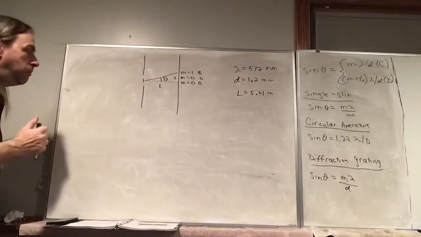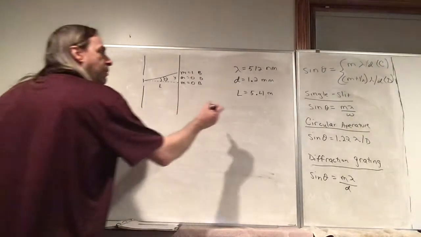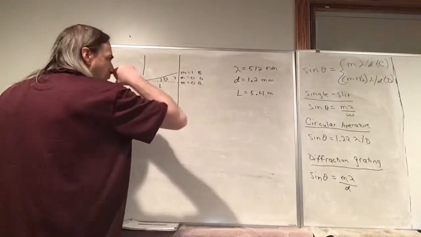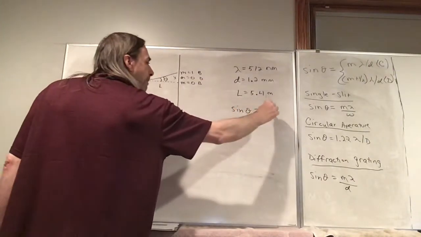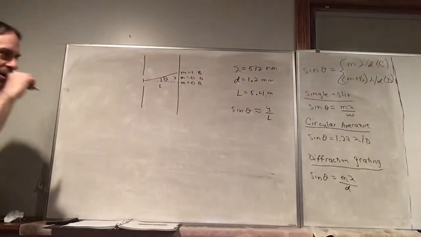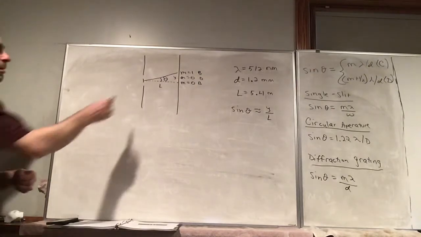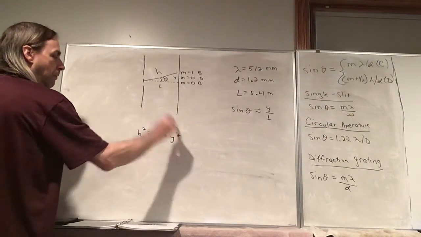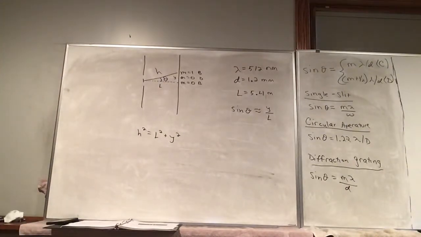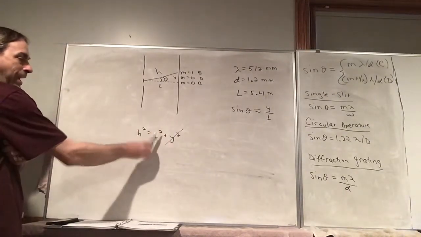Now again, we have 2 ways we can go about this. But if it's a small angle, then sine and tangent are essentially equal to each other. That only applies if the angle is small. If you just use the Pythagorean theorem, let's say that's the hypotenuse. And if y is small compared to the length, which usually it will be, basically if we ignore that, we get h equals L.